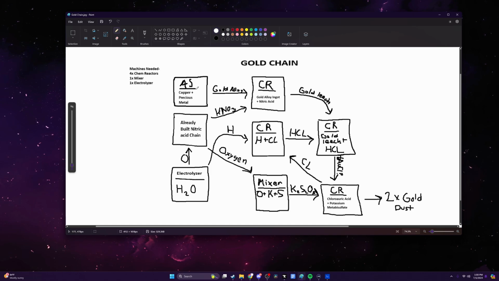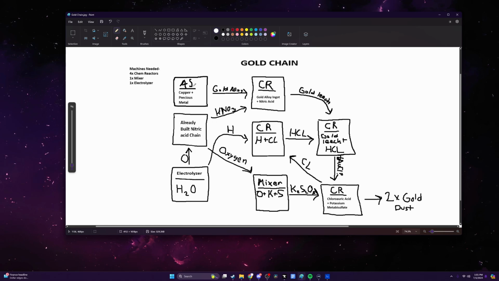So as you can see, I've got some boxes here. These represent the machines, and the outputs are the arrows, and the inputs are inside the box. So AS stands for alloy smelter, and CR is chemical reactor, electrolyzer is obviously electrolyzer, mixer, and so on. So what we built last episode was this nitric acid chain. I didn't want to build it out like I did these other ones because we already have it built, so I'm not too worried about that.